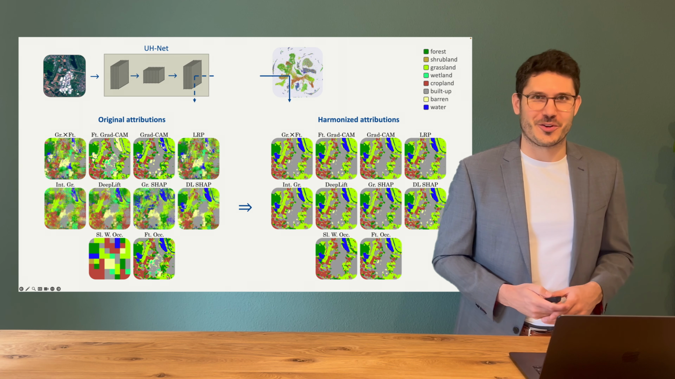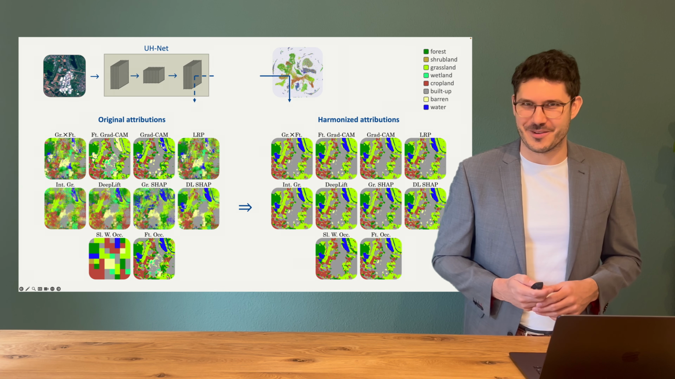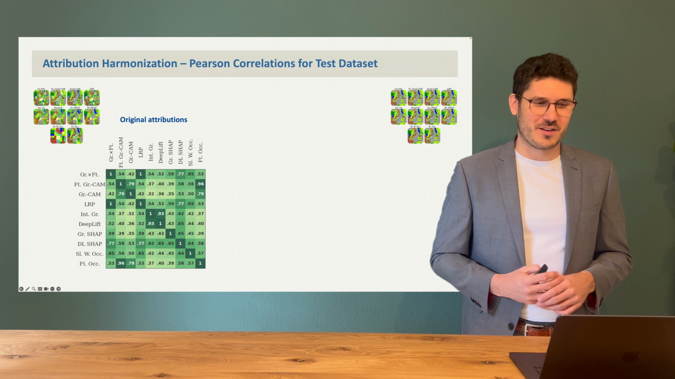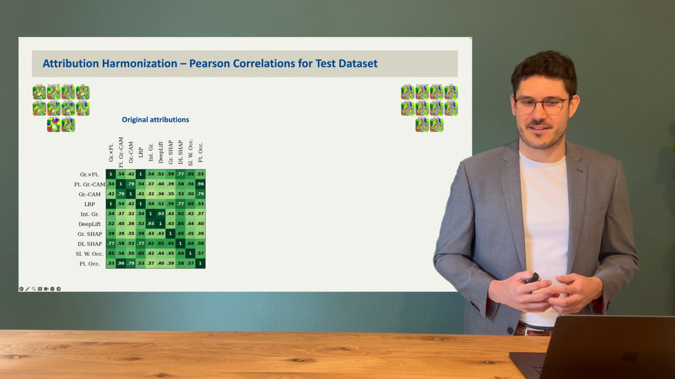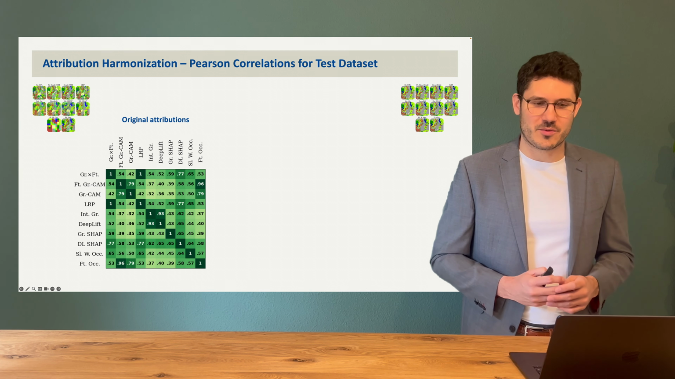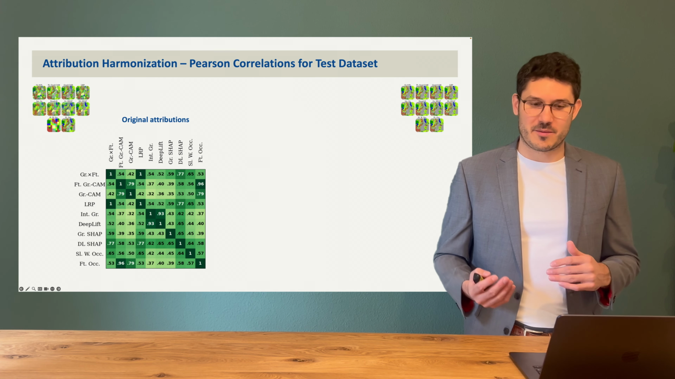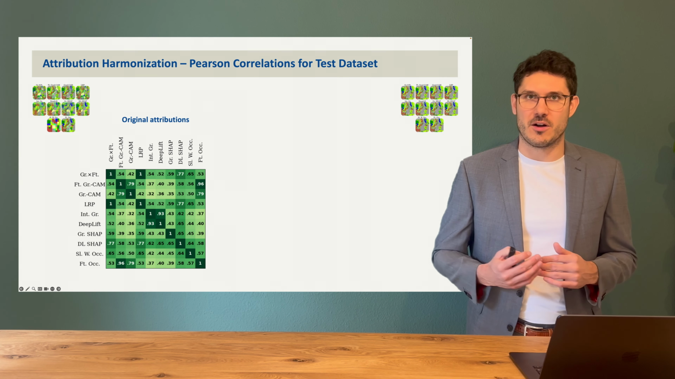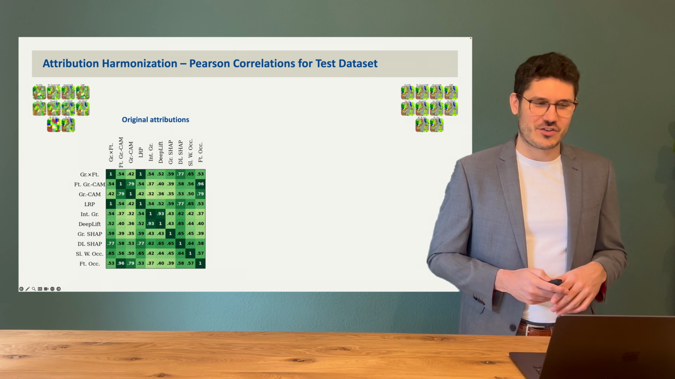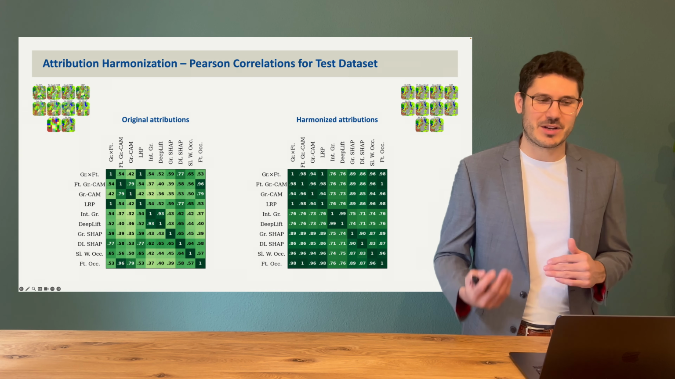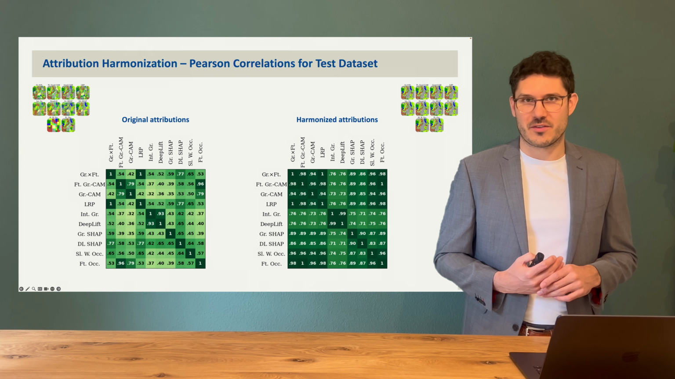And this shows you only one sample image, but of course we have computed Pearson correlations for the whole test data sets. So what you see in this matrix here are the pairwise Pearson correlations between all methods. And I don't want to go deep into all these numbers, I just want to show you that for the harmonized attributions, the Pearson correlations are much higher.